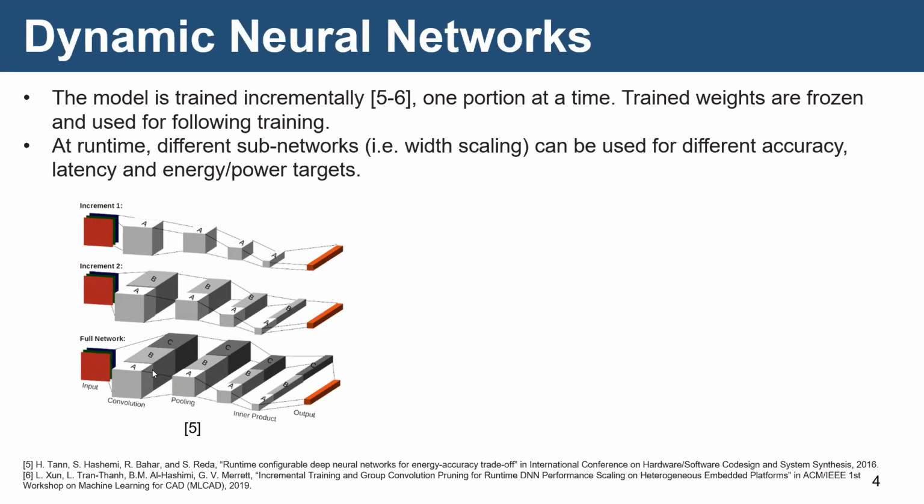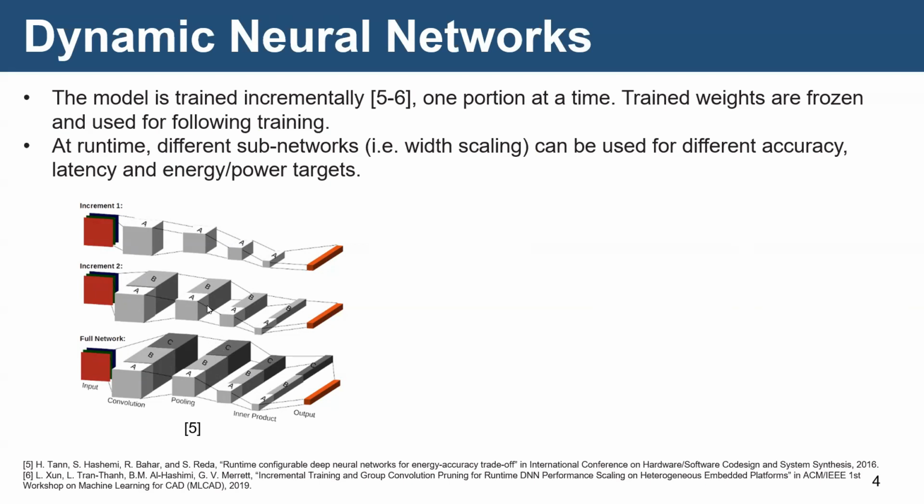The full network is divided into three portions. The model is trained incrementally, one portion at a time. At step one of incremental training, only portion A is trained. In step two, only portion B is trained while using the pre-trained weights from A. And in the final step, only portion C is trained while using the pre-trained weights from A and B. So what we have is not three separate models. What we have is one full network with two sub-networks. A and AB are both sub-networks of the full network. They share the weights together.